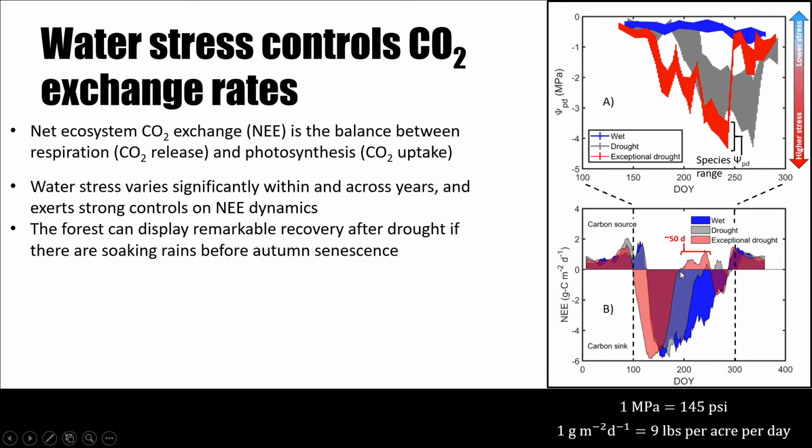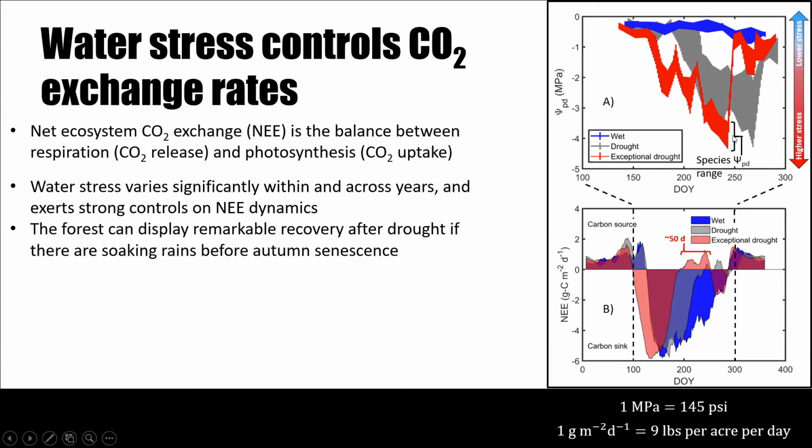While that could be a bit depressing, we do see that if there are soaking rains, the forest can recover quite quickly, provided that those rains occur before too far into senescence. And you see that here in that exceptional drought year, we recover very rapidly to about where we would expect to be during a wet year. So it's showing remarkable resilience when we get that rehydration after rainfall.